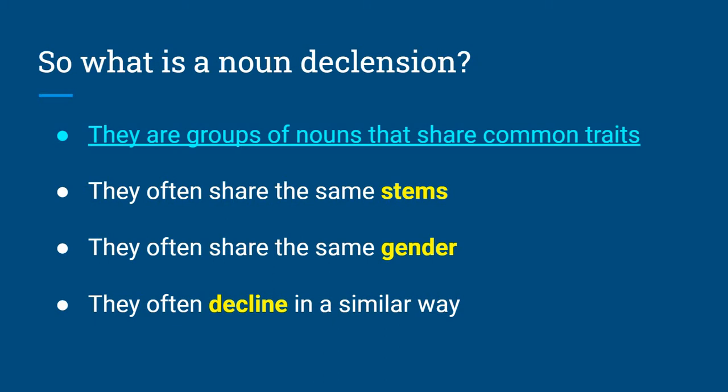Secondly, nouns of a declension often share the same gender. This means they may all be masculine, feminine, or neuter, or some combination of those three. Thirdly, nouns of the same declension often decline in a similar way. You might notice that to decline is where we get the word declension from. This means that nouns will change their ending according to patterns to show us what the case of the noun is in a Latin sentence, and thereby what job it's doing in that sentence. So nouns of a declension are going to decline in a similar way to show the job of that noun in the sentence that you're looking at.